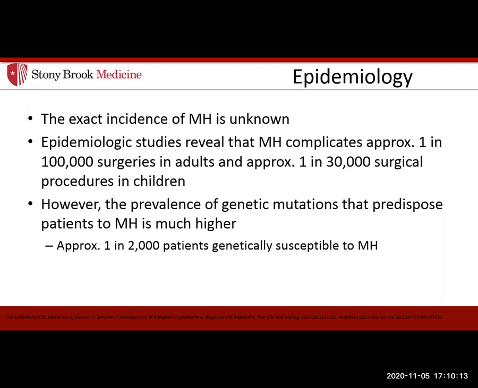So this is approximately 1 in 2,000 patients are genetically susceptible to MH. On the next few slides, I'm going to talk about the certain receptors and genes that are affected in this genetic abnormality. Something to note, though, is that even if patients are genetically susceptible to getting malignant hyperthermia after exposure to certain anesthetics, it does not mean every time they are exposed to said anesthetics, they will have a malignant hyperthermic crisis. It's just a susceptible experience that they may have.